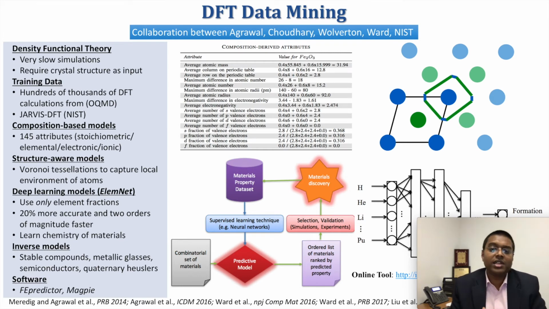You just scan everything and then convert this set to a ranked list, which can be used to guide experiments and simulations, and then add it to the database. And then this iterative cycle has been shown to have a lot of promise to accelerate material discovery. Again, a lot of software is available if you're interested in using it.